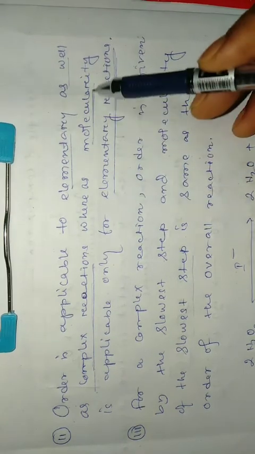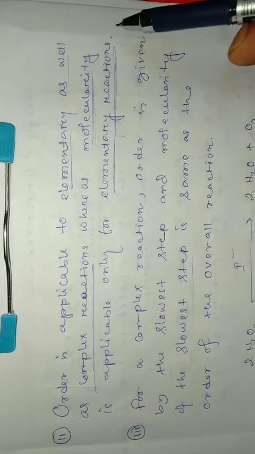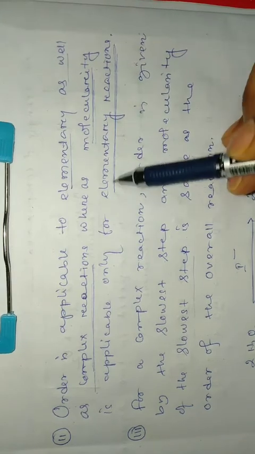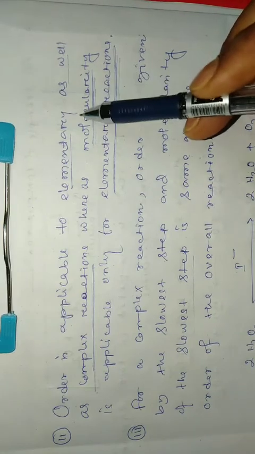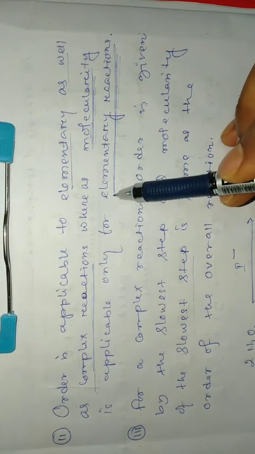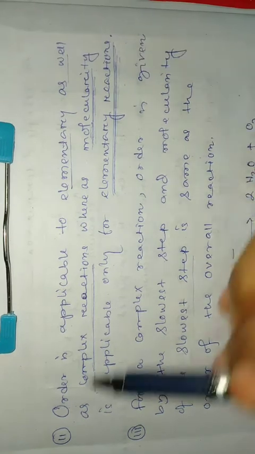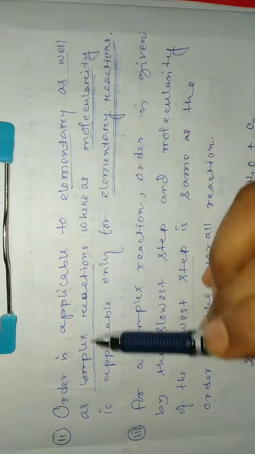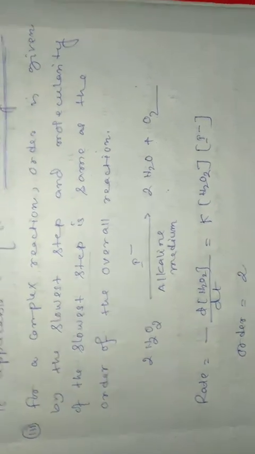क्योंकि अकॉर्डिंग टू द डेफिनेशन ऑफ मोलिकुलरिटी, एक एलिमेंट्री रिएक्शन में जितना टोटल नंबर ऑफ रिएक्टेंट मोलिकुल रिएक्शन में पार्टिसिपेट करता है, दैट नंबर इज कॉल्ड मोलिकुलरिटी. सो मोलिकुलरिटी टर्म इज एप्लीकेबल only for elementary reactions, but order is applicable for both elementary and complex reactions. So this is the second difference between order and molecularity.